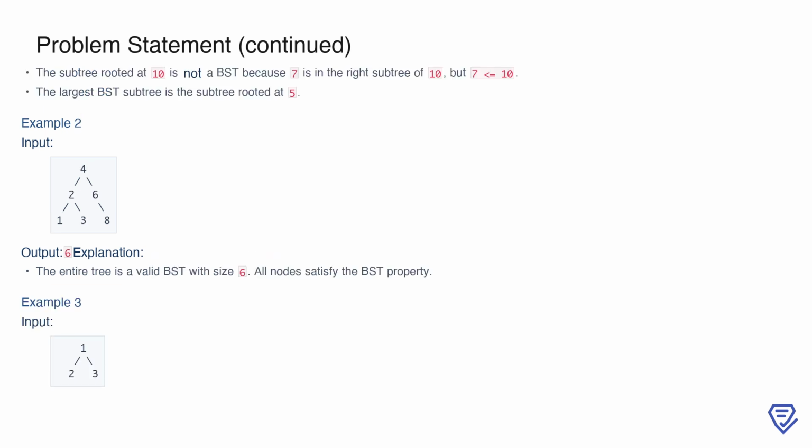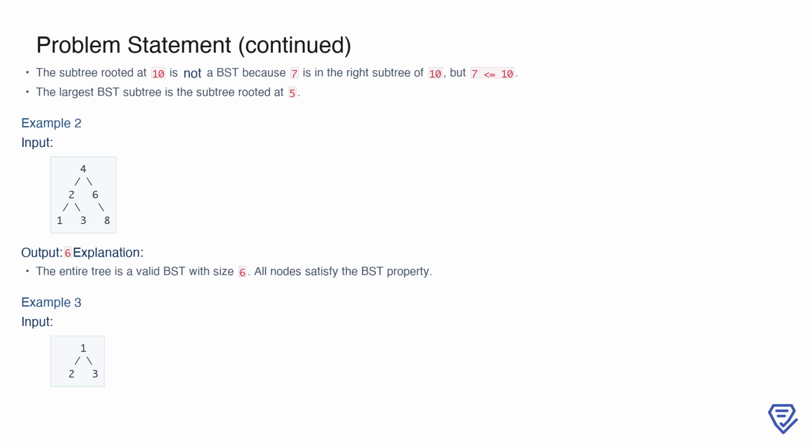Now, let's analyze why the subtree rooted at 10, which is the entire tree, is not a BST. While most nodes in the tree follow the BST rules, the node 7 violates the property. Since 7 is in the right subtree of 10, its value should be greater than 10, but it isn't. This disqualifies the entire tree from being a BST.